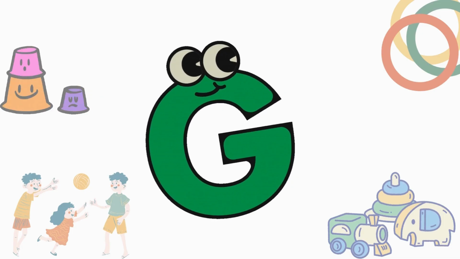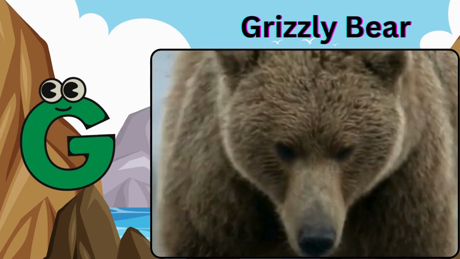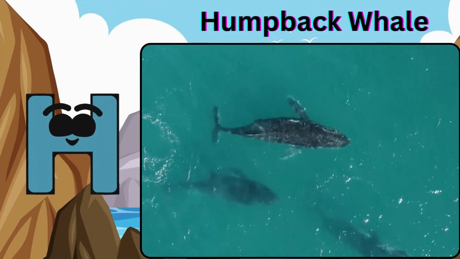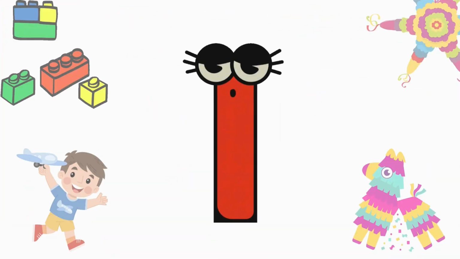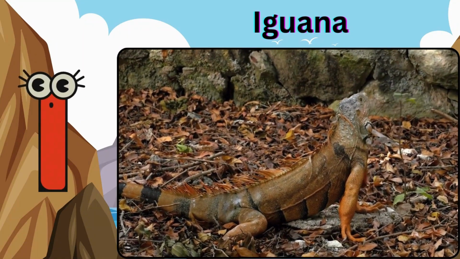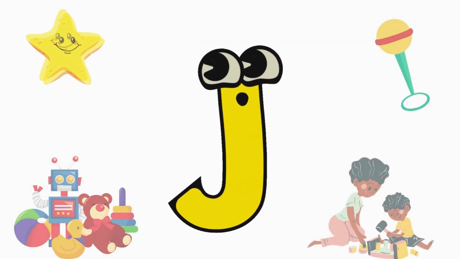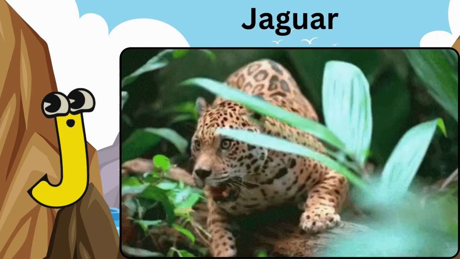G. G for grizzly bear. H. H for humpback whale. I for iguana. J. J for jaguar.